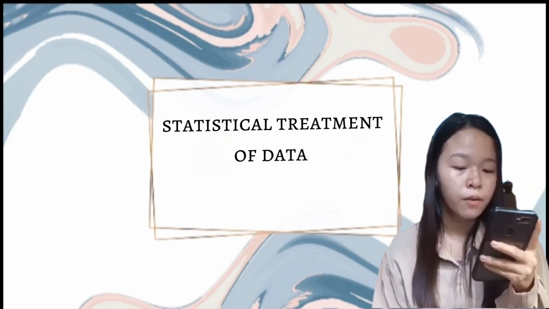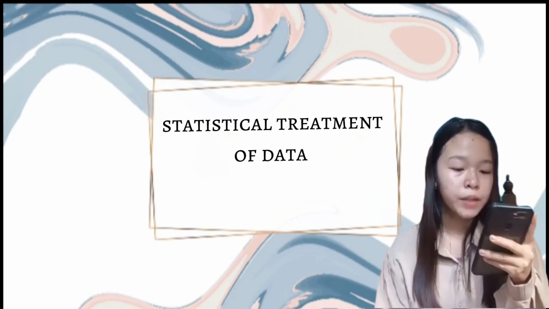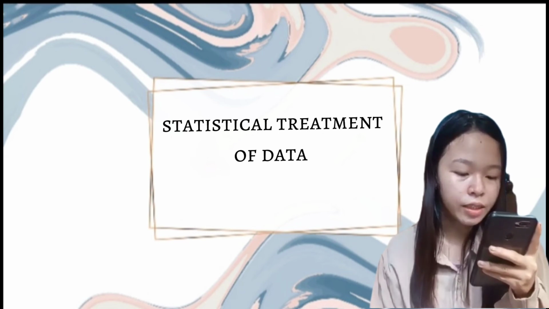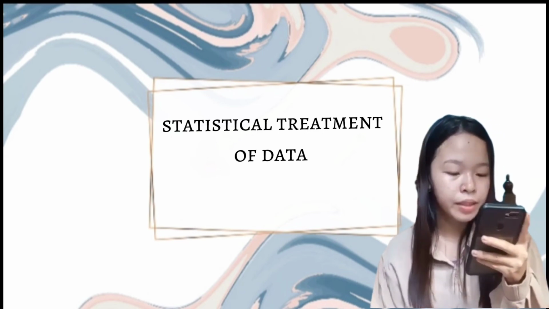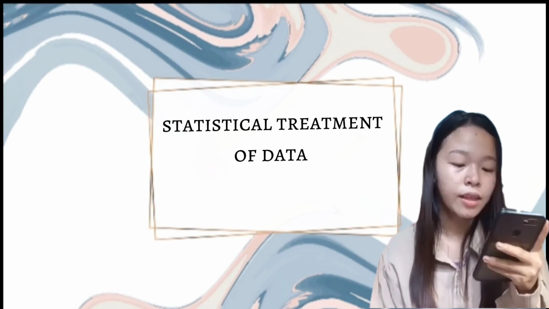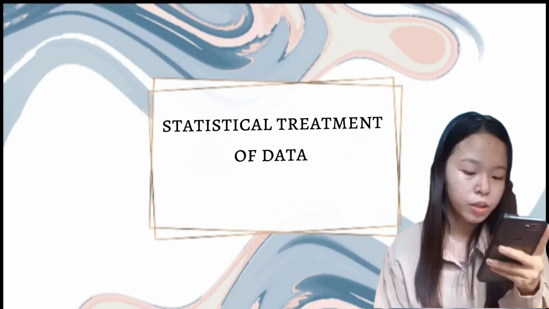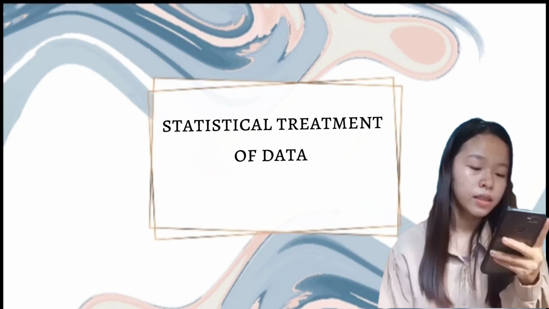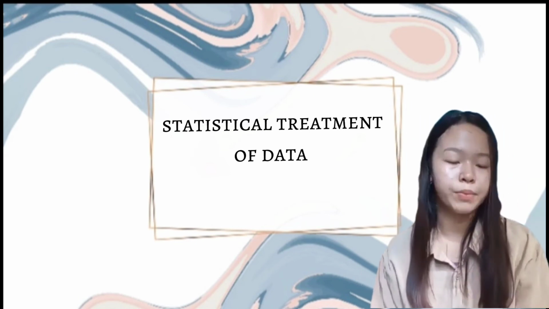So for our statistical treatment of data, our analysis is: number 1, the effectiveness of distance learning in terms of 1.1 students' performance, 1.2 technology. Number 2, the impact of distance learning in the communication skills of the students. Number 3, determine the effectiveness of distance learning to the students' communication skills. And number 4, the advantages and disadvantages of distance learning in communication skills of the students. For our statistical tool, it is the weighted mean.